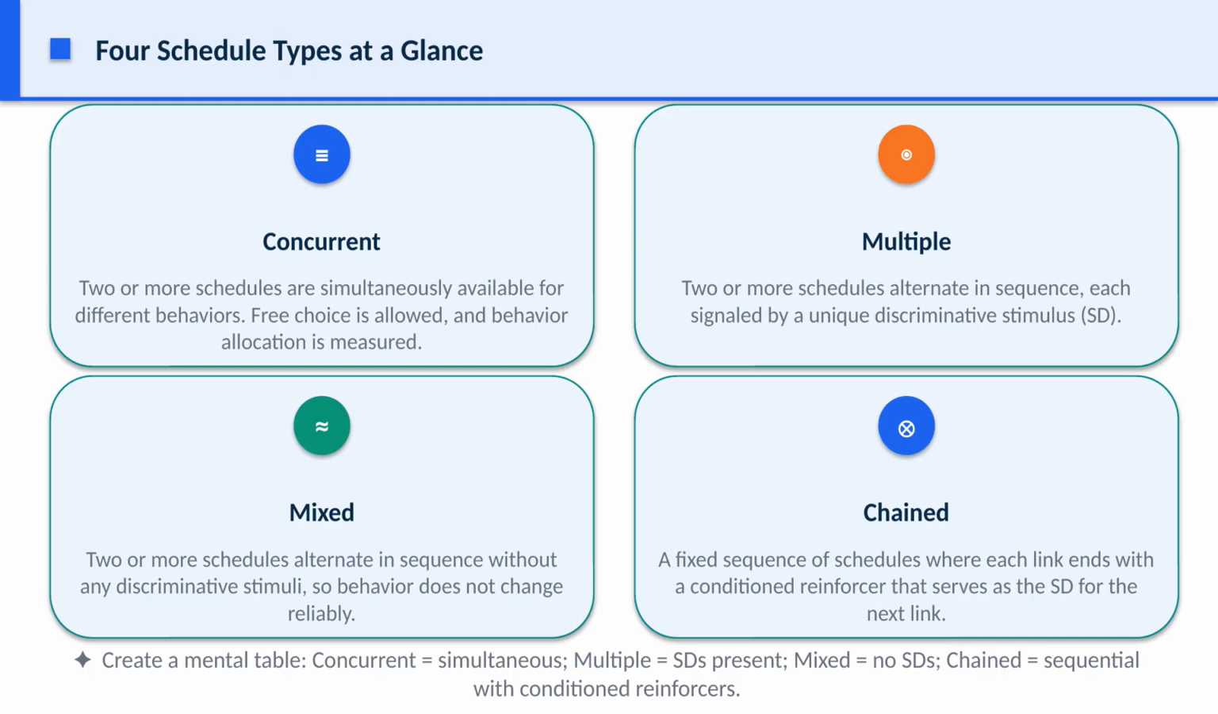Finally, chain schedules involve a fixed sequence where each link ends with a conditioned reinforcer that also serves as the SD for the next link, like a rat pressing a lever to earn a tone that signals the next step. For the exam, focus on the presence or absence of SDs and whether schedules are simultaneous or sequential.